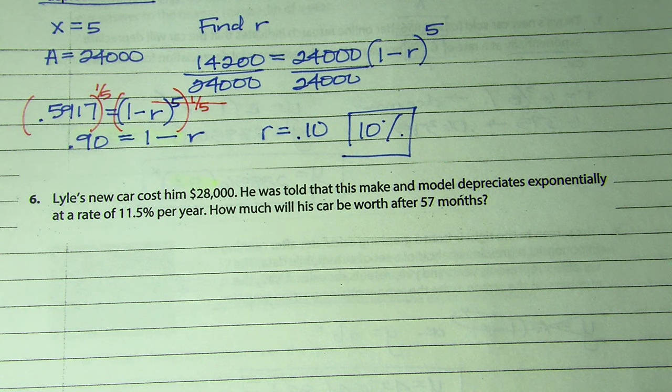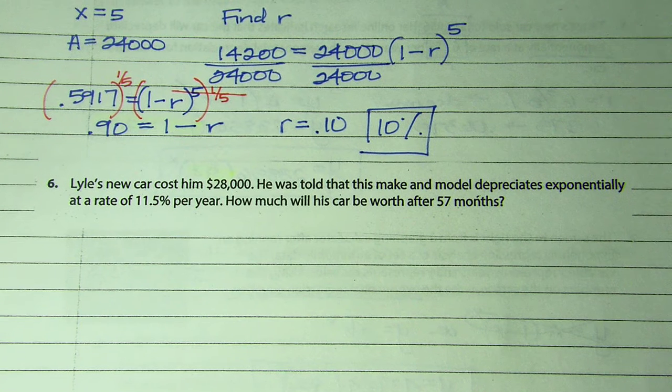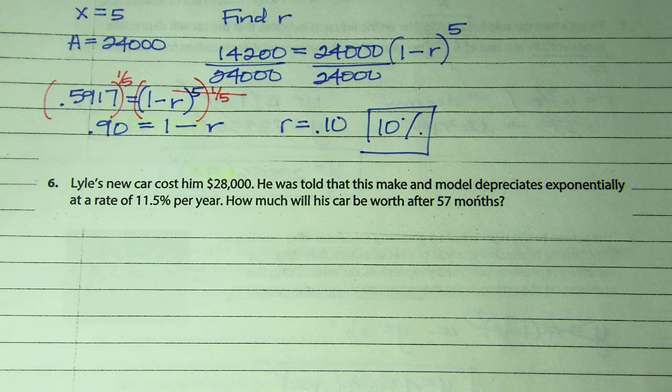Number 6 says Lyle's new car cost him $28,000. He was told that this make and model depreciates exponentially, which is much more common because exponentially means the more it's worth, the more you lose, and as that value decreases, the less it is depreciating.